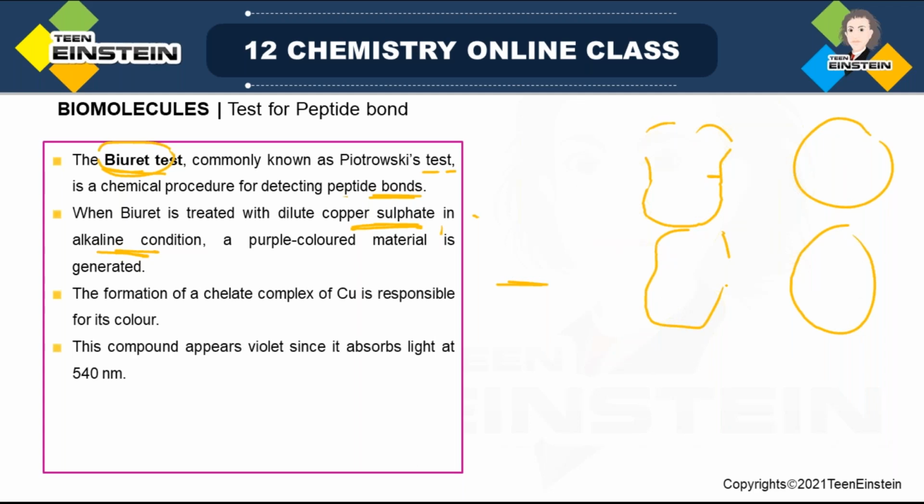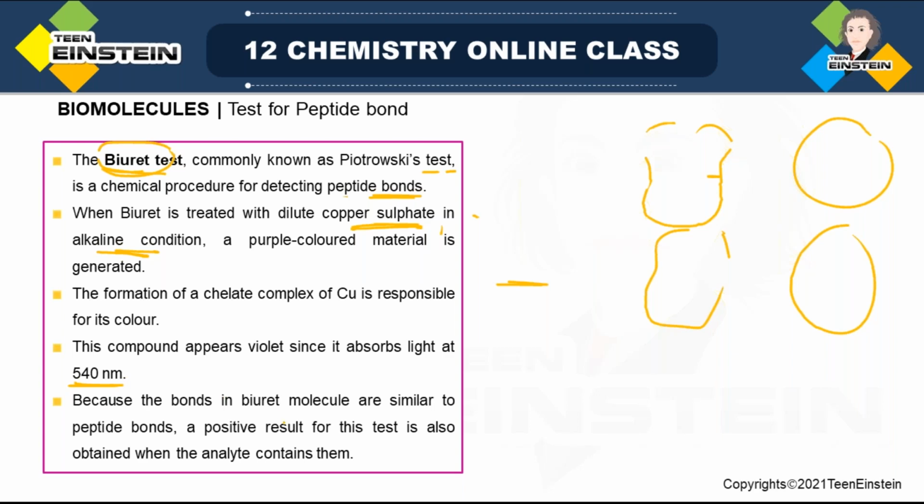The formation of a chelate complex of copper is basically responsible for this type of color. It absorbs light in this particular wavelength, and according to the wavelength, the color will change. So at this particular wavelength, the color that we see is purple in nature. Now, this test will also be positive if you take any peptide, because the biuret molecule has a similar type of peptide bond. The bonds in the biuret molecule are just the same as the peptide bond.